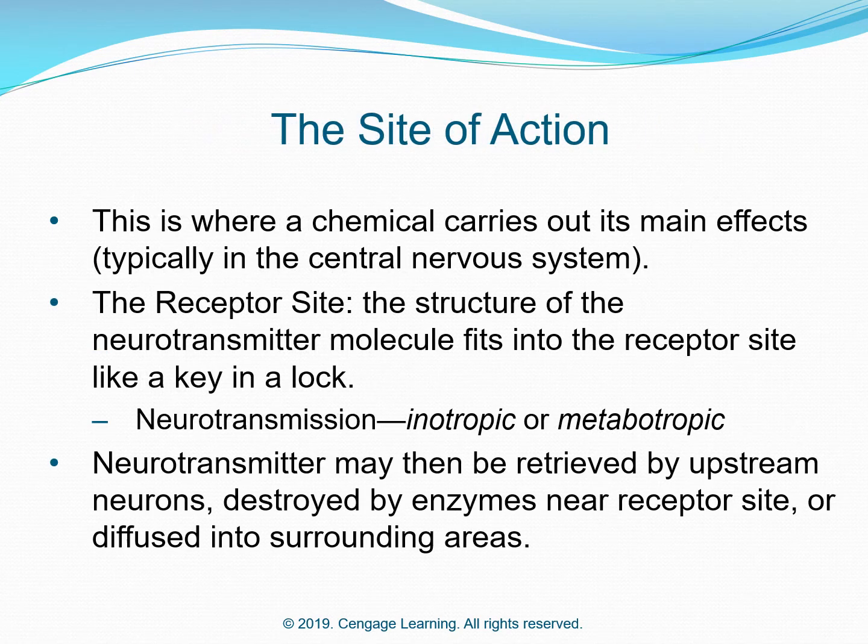The site of action: this is where a chemical carries out its main effects, typically in the central nervous system. The receptor site: the structure of the neurotransmitter molecule fits into the receptor site like a key in a lock. Neurotransmitter may be retrieved by upstream neurons, destroyed by enzyme near the receptor site, or diffuse into surrounding areas.